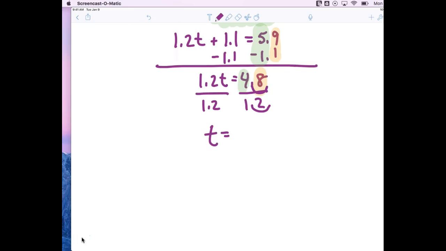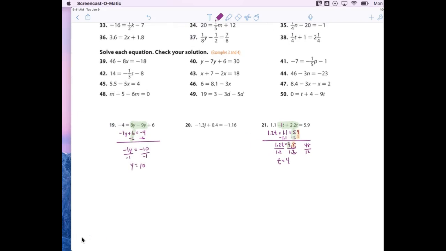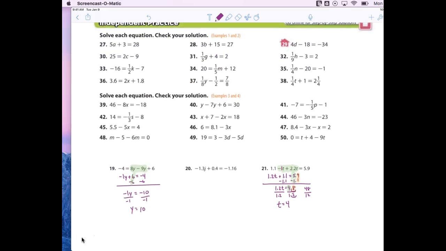Come on now. Now let's do this. Let me do this. 48 divided by 12. Let's see if we can't see it. Yeah, it is 4. Good. All right, t equals 4. Okay, now we're on, let me grab 23.